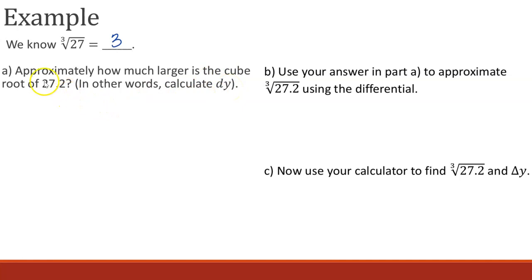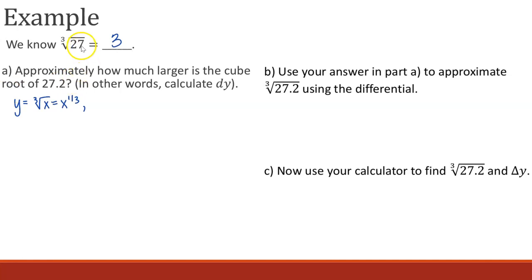So here we're making a small change to the input, where instead of inputting 27 into the cube root function, we're inputting 27.2. So a small change to the input, we want to know approximately what's that change to the output. So let's start with a few things. Let's identify the function that we're working with. So it's going to be the cube root of x. So y is equal to the cube root of x, or x to the 1/3.